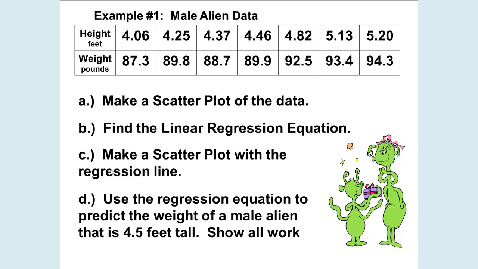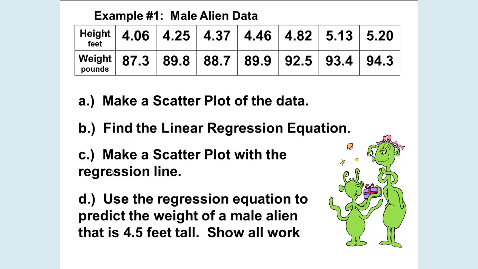The top row is height in feet: 4.06, 4.25, 4.37, 4.46, 4.82, 5.13, 5.20. Again, the height in feet. The bottom row is weight in pounds: 87.3, 89.8, 88.7, 89.9, 92.5, 93.4, and 94.3. We will be doing 4 steps in this first example.